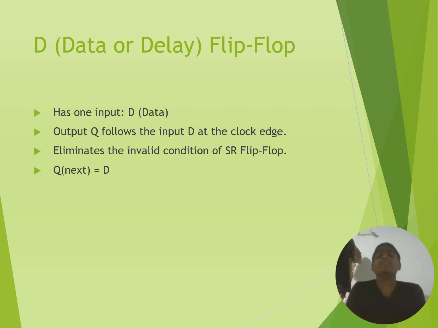It means the D flip-flop has only one input, and it has output Q, and the output follows the input D at the clock edge. It eliminates the invalid condition of the SR flip-flop, which is S equal to 1 and R equal to 1. D is used to eliminate the invalid condition of the SR flip-flop. This is the summary of the data flip-flop. Next one, JK.